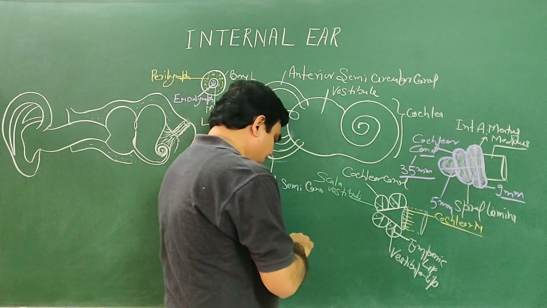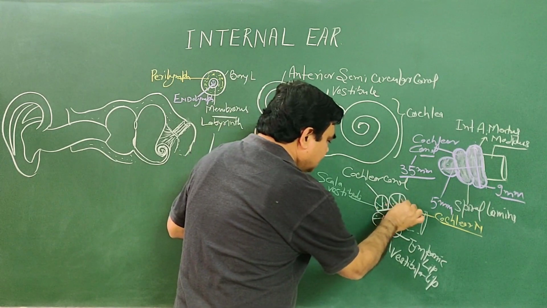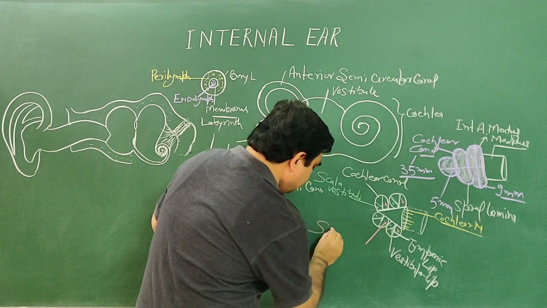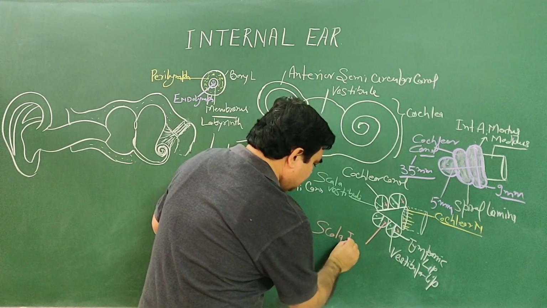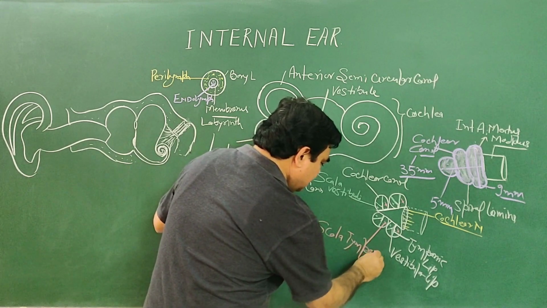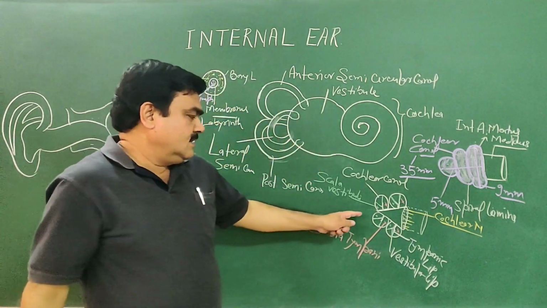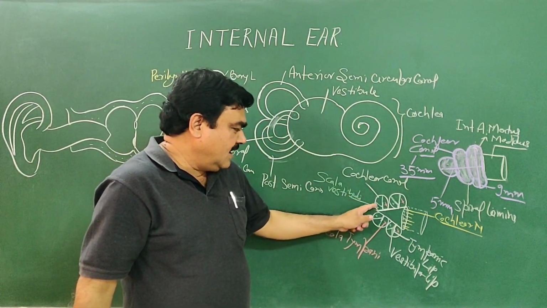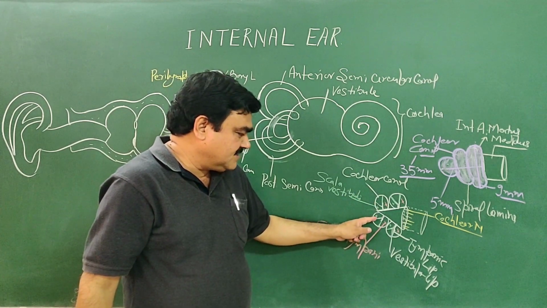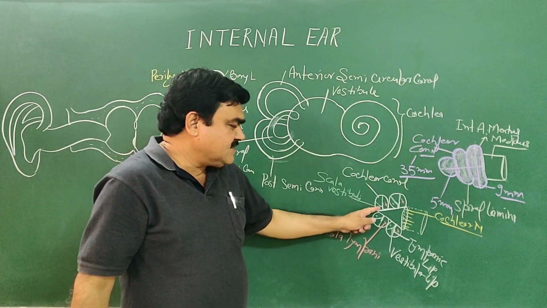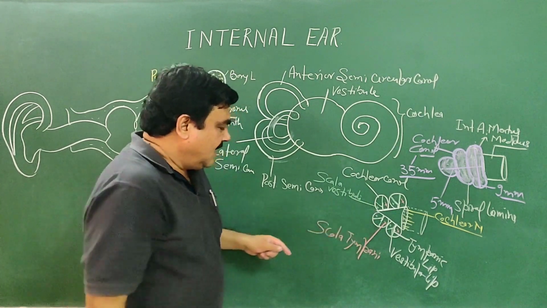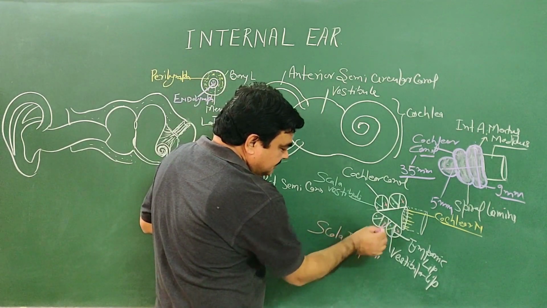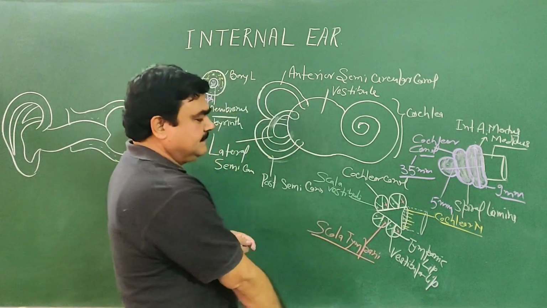And here, this part is known as scala tympani. So the part of the cochlear canal above the vestibular membrane is the scala vestibuli, and the part below the basilar membrane is the scala tympani.